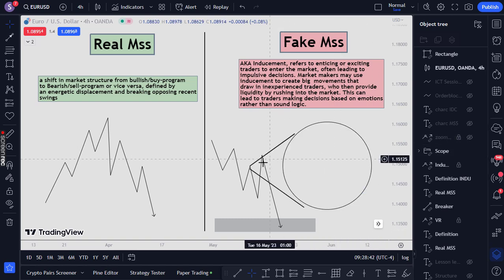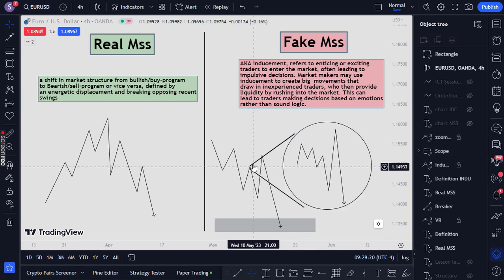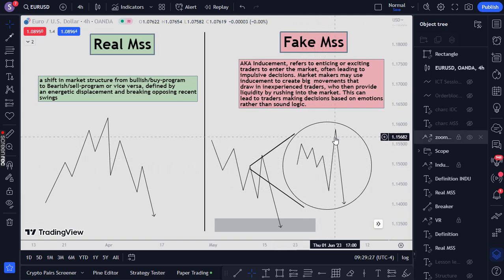Now, let's zoom in to this, all right? We're going to zoom in on this swing right here. Maybe this is the daily chart or the 4-hour chart. We're going to zoom in to maybe the 15-minute or the 5-minute chart right here. So this singular swing right here is represented by this failed swing right here. And this is the fake displacement, the inducement. So why did this move happen? I'm going to tell you why.